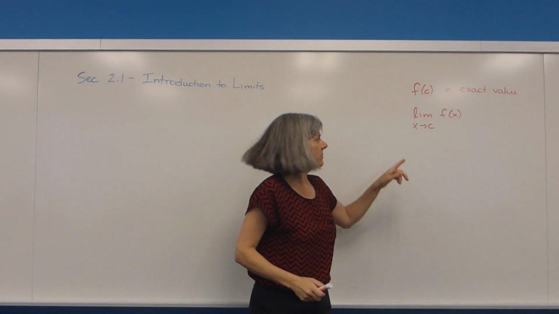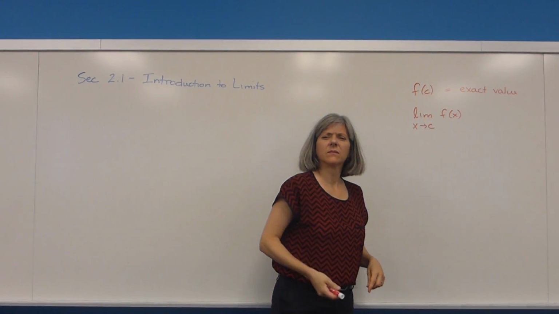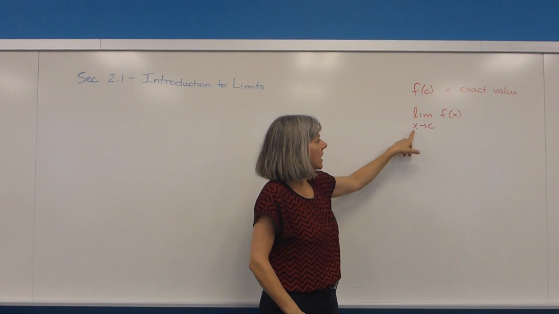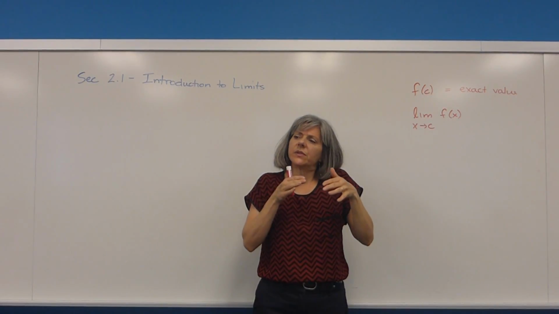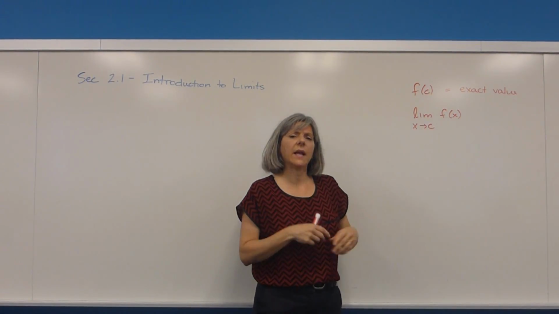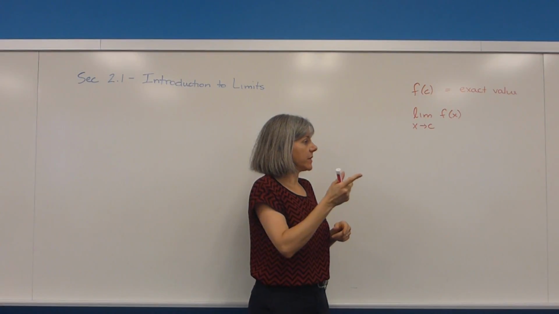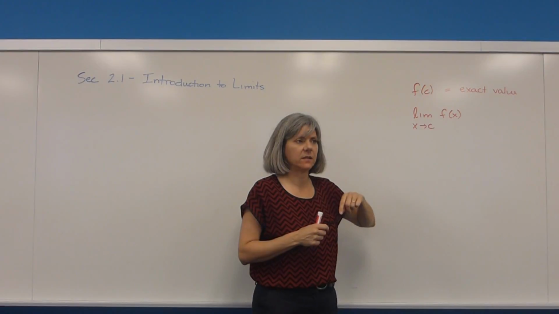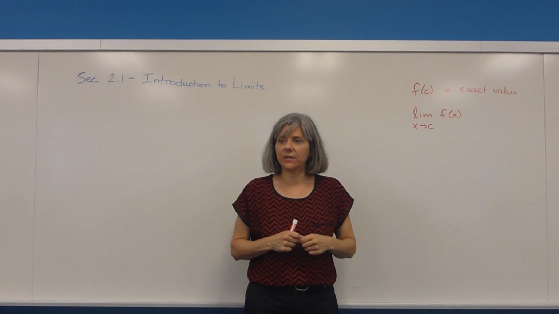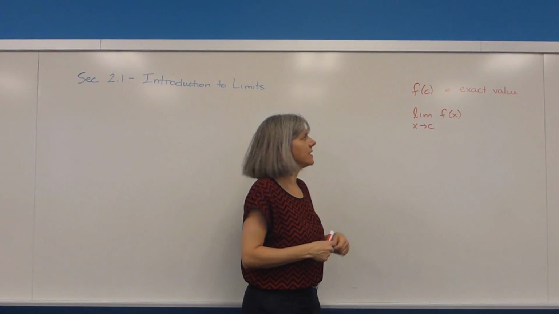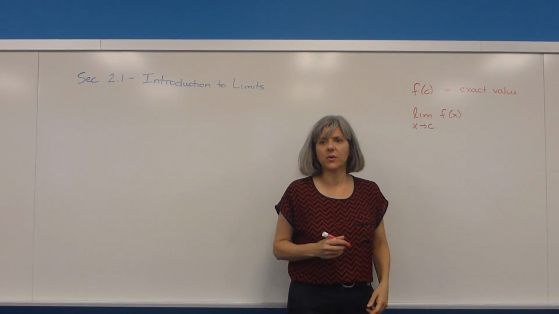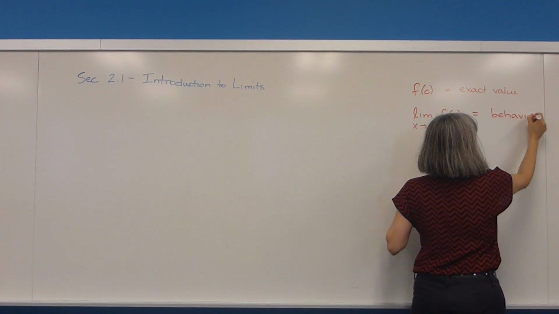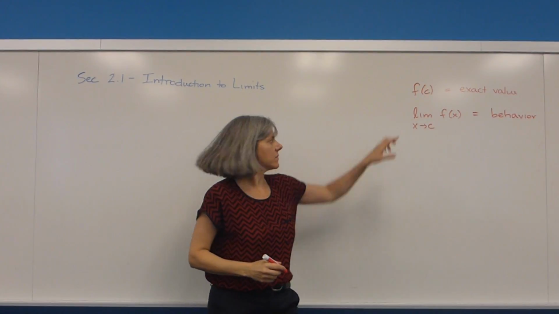This is limit notation, which says, as x gets closer to c, where am I headed? To a point, maybe, or maybe not. But the question is, where am I headed? What is my trend? Where am I going? Does any of that sound like exact value to you? No. So this is about behavior. That's the key thing to remember about limits, this versus this.